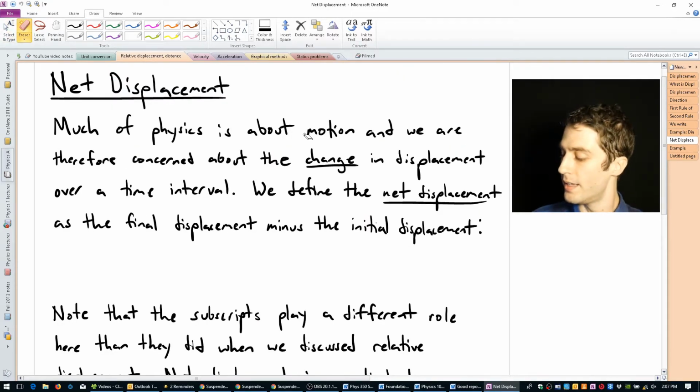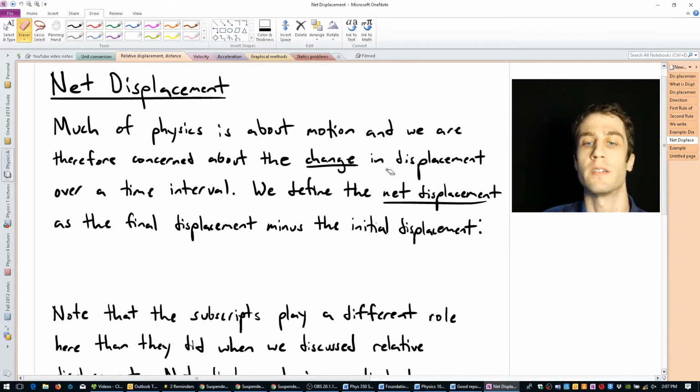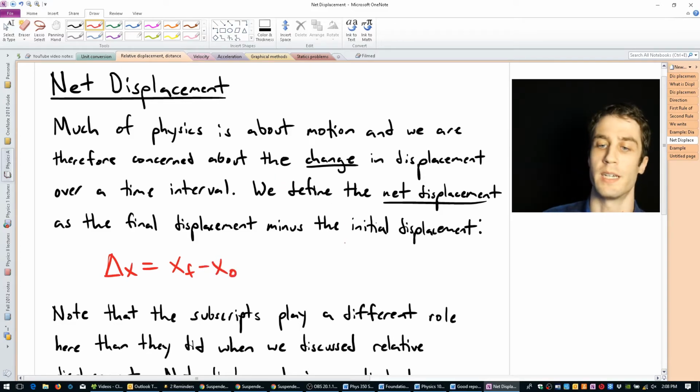All right. A brief word about net displacement. Much of physics is about motion, and we are therefore concerned about the change in displacement over a time interval. So we define the net displacement as the final displacement minus the initial displacement. We denote that as delta x, and that's equal to x final minus x initial. This pops up all of the time.